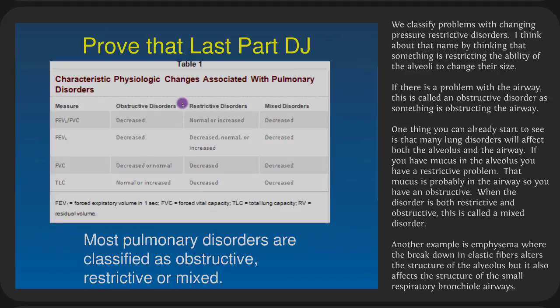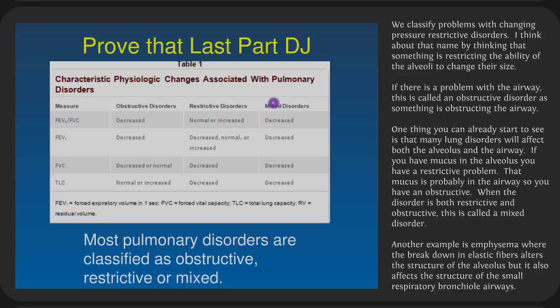We classify problems with changing pressure as restrictive disorders. I think about that name by thinking that something is restricting the ability of the alveolus to change its size. So if you can't increase the size of the alveolus, you can't decrease pressure. You can't change the pressure. If there's a problem with the airway, this is called an obstructive disorder, as something is obstructing the airway.